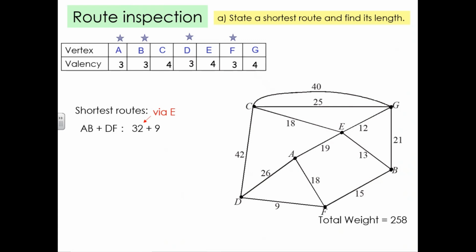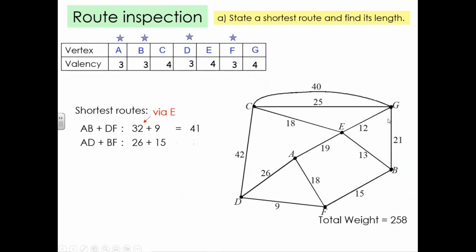A to B is via E. So it's close via F, but you get 33 and 32. So shortest is via E. Check going a long way around, so check going by G, see if that's shorter. But this is 21 there, so it's not. D, F, there is a direct one, which is 9, which is the shortest one. So that gives you 41.